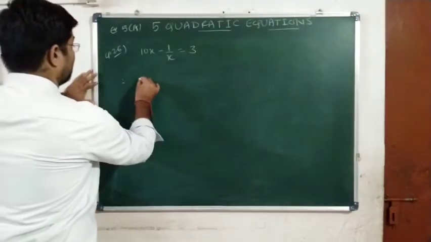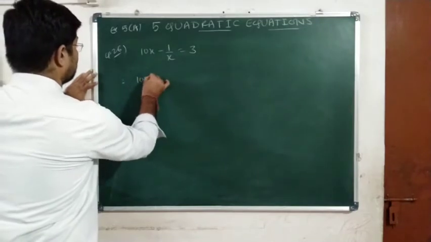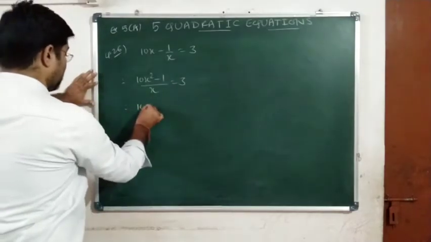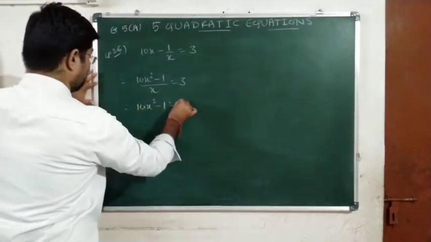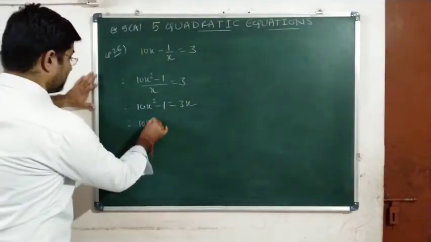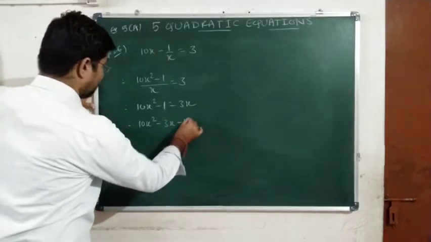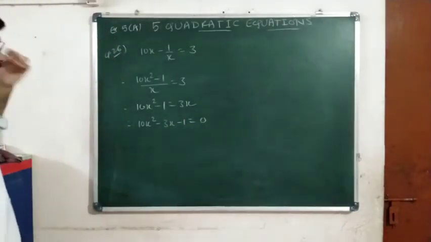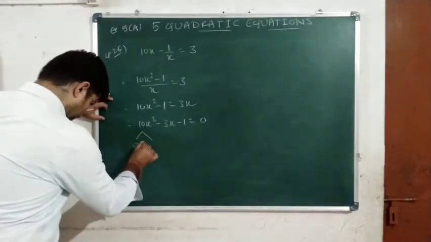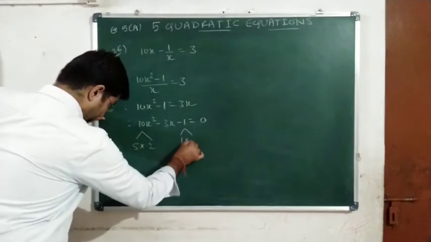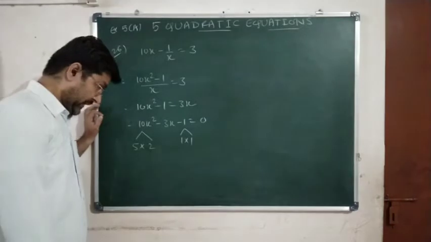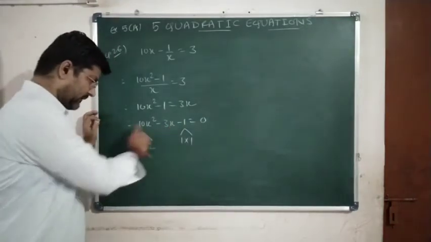Let us simplify taking LCM. 10x square minus 1 upon x is equal to 3. Therefore 10x square minus 1 is equal to 3x. Transpose 3x to the left side, so 10x square minus 3x minus 1 is equal to 0. Now we have to factorize. 10 can be written as 5 twos and this is 1 ones. Now we will find two numbers by grouping the factors such that the difference is 3.